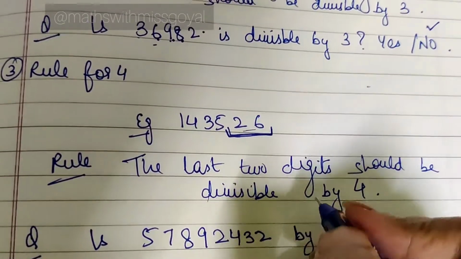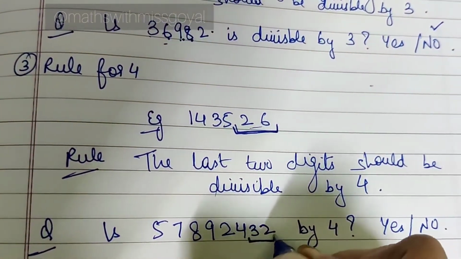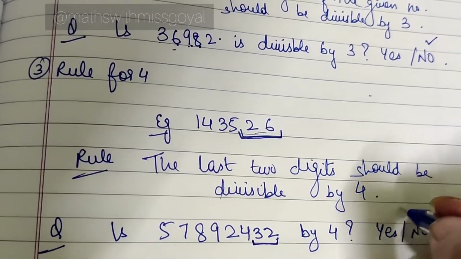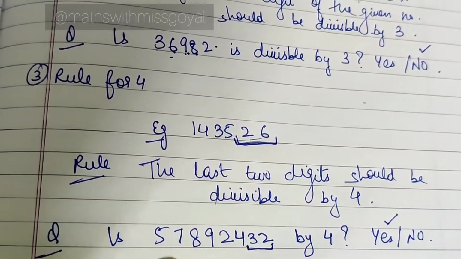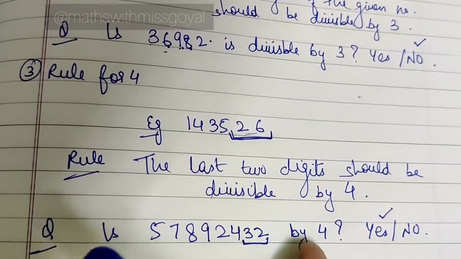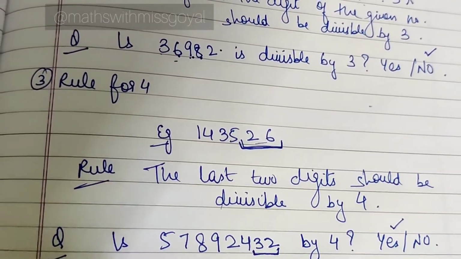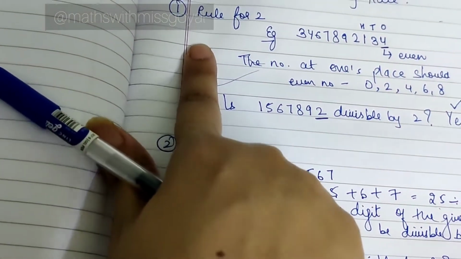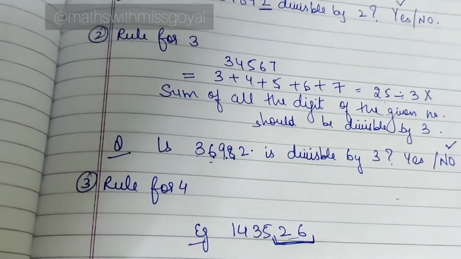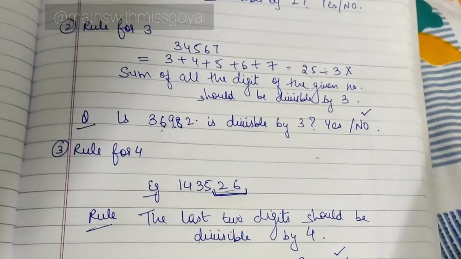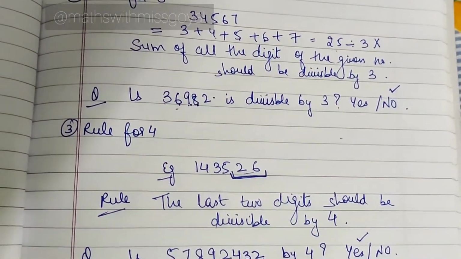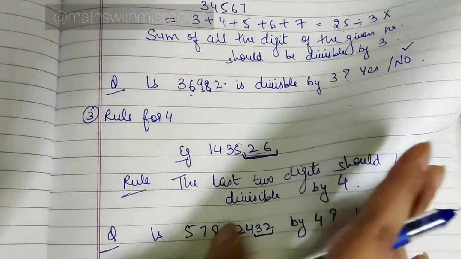Very good. Yes, it is divisible. The last two digits are 32, and 32 does come in the table of 4. Hence, it is divisible. See, we have checked such a big number for 4 in a few seconds. If you know the rule, you can do it very easily. I hope all three rules are clear: rule for 2, rule for 3 and rule for 4. If you want, you can pause the video and note down whatever you want. Okay, let's move to the next rule.